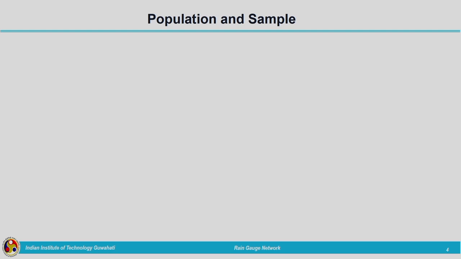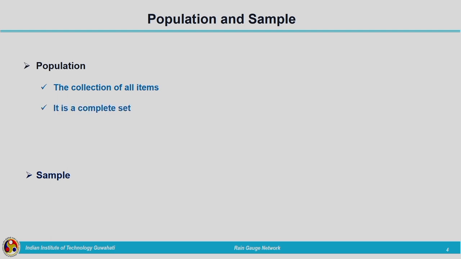The difference between these two should be clear. Population and sample. What is meant by this? Population is the collection of all items. That is, if we are talking about rain gauge or rainfall data, we will be considering all the rain gauges present. So, it is a complete set.